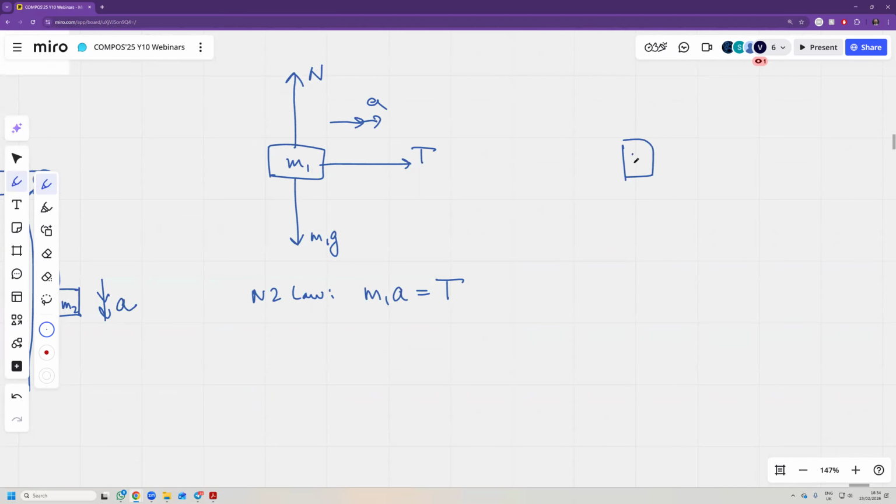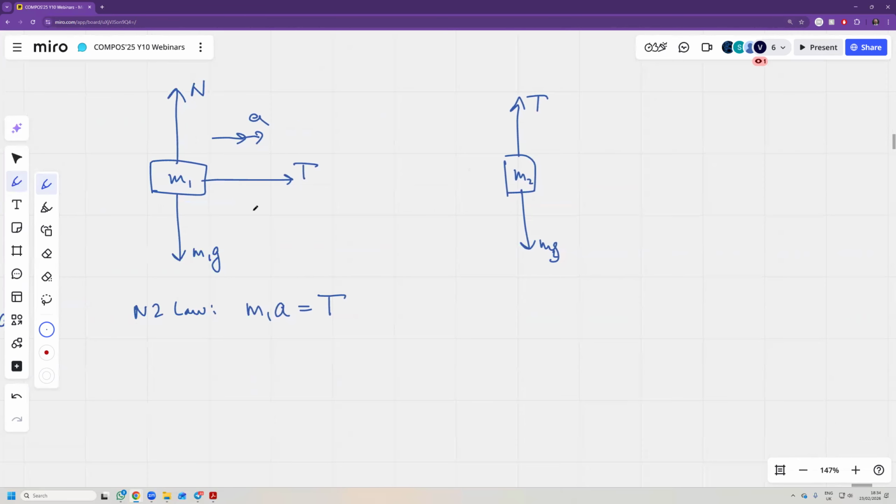Now for the second block, M2. It's gravity pulling it down, M2G pulling it down. And there's the tension in the string pulling it up. And it's the same rope, so the tension is the same. And it's accelerating downwards. So Newton's second law is M2 times A is equal to M2G minus tension.